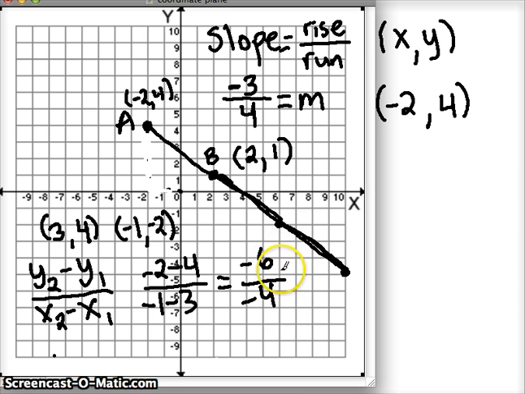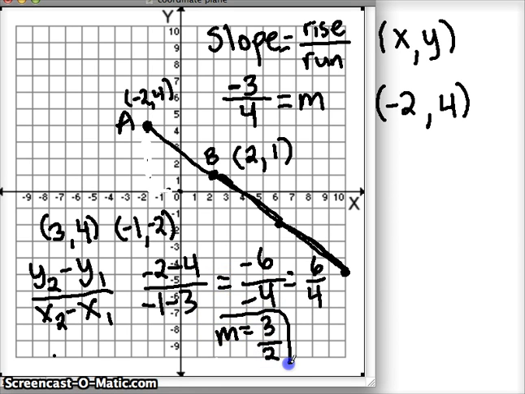And sometimes we have to simplify a little bit. A negative divided by a negative, well, we know that's a positive. So I need to simplify that to positive at the very least. And sometimes we can reduce the fraction. And if we can reduce a fraction, we always have to. So 6 and 4 can be reduced. If I divide both of them in half, then I get m equals 3/2.